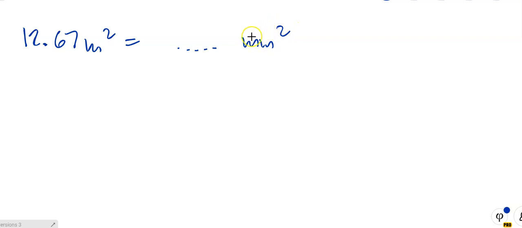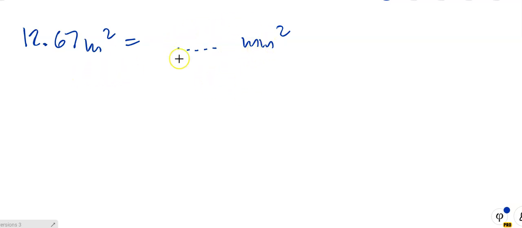Let's say I want to convert 12.67 meters squared. The question is to convert to millimeters squared. Now, people, as I did mention yesterday, this is a two-step operation. If you remember the 2 steps and follow them properly, you can convert almost anything to anything. Well, you can't convert rands to gold, but you know what I mean. But you can convert really almost anything to anything.